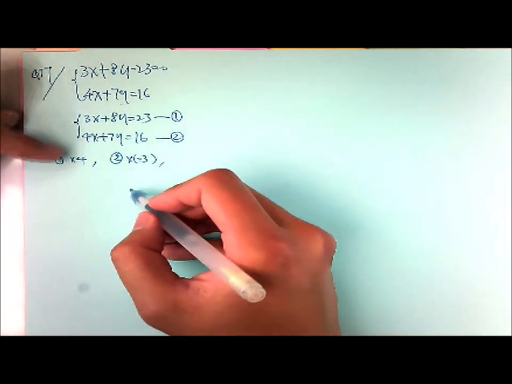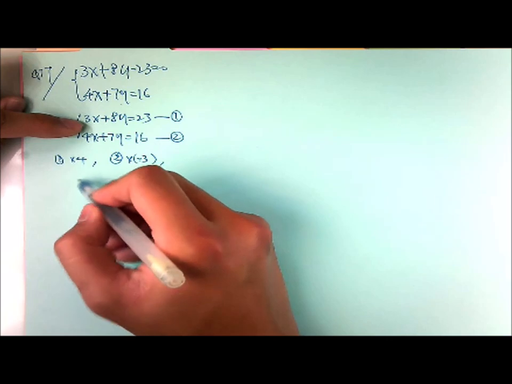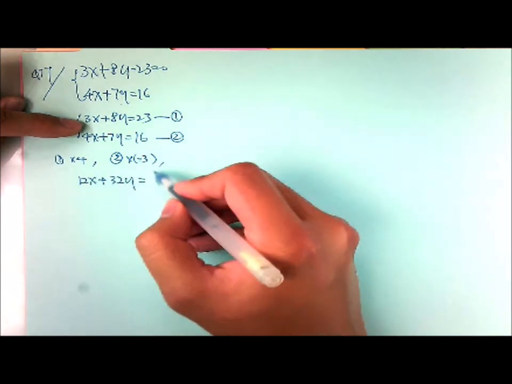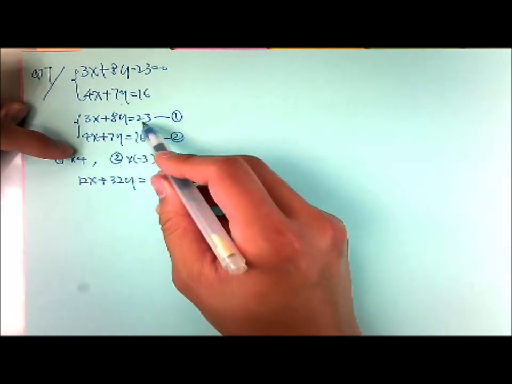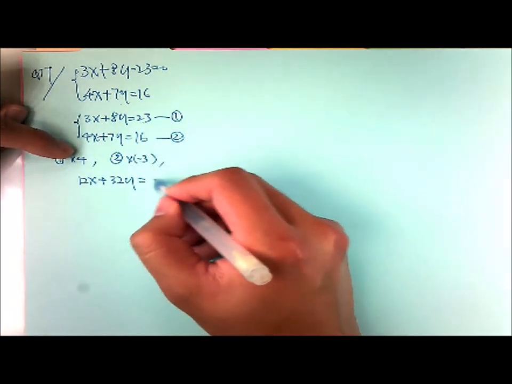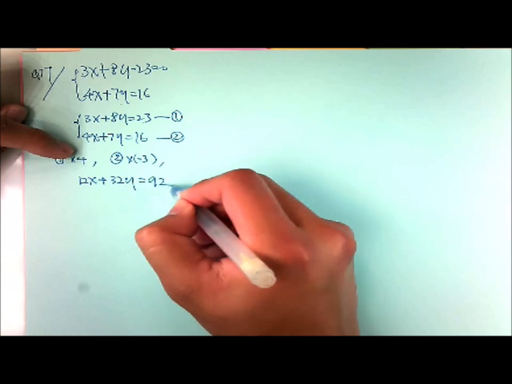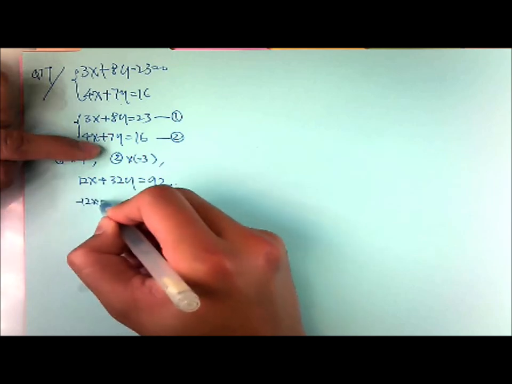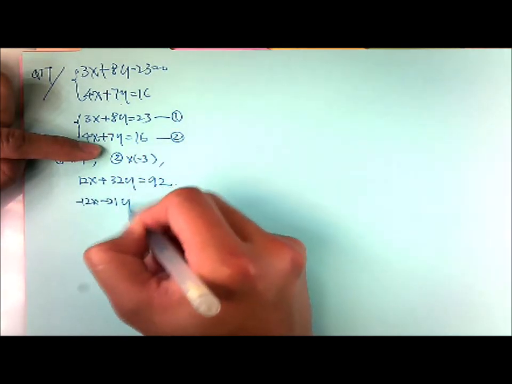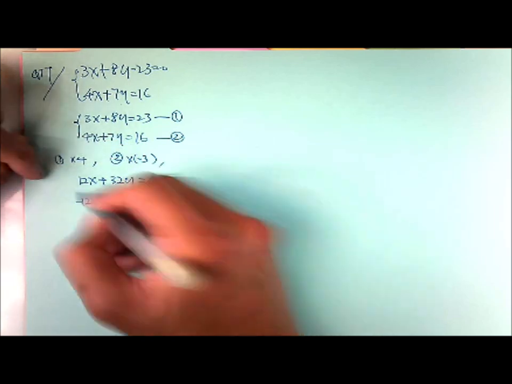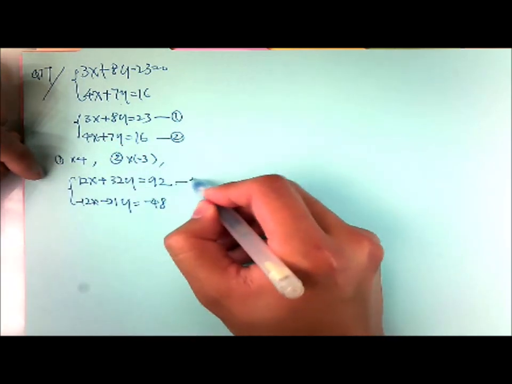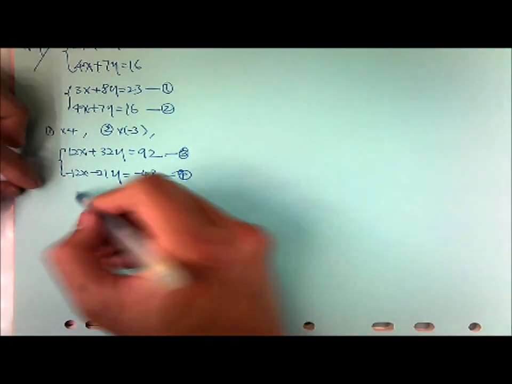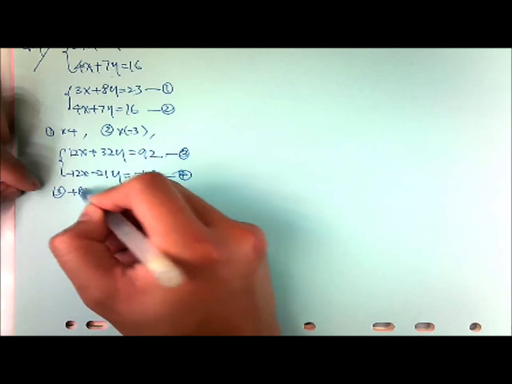So next you do it times 4. 12x times 4, 32y. Understand? And then you times 4 will become 92. Understand? And then the next 12x, and then minus 21y, and then this minus 48. Give bracket, give new names. Understand? So you do addition now.